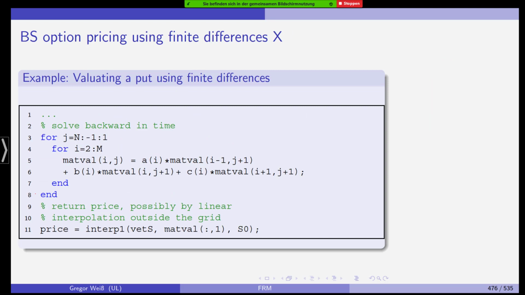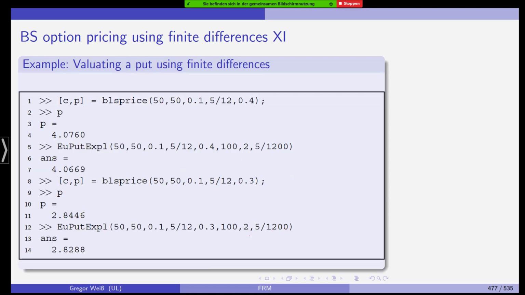And we solve it backward in time. That's the recursion. And then again, remember that it might be that the first stock price S0 is right between 2 points of the grid, so we need to interpolate that. And if we now do this, the Black-Scholes price in this case is 4.0761. If we use an explicit scheme, we get a price of 4.0669, close to the Black-Scholes price.